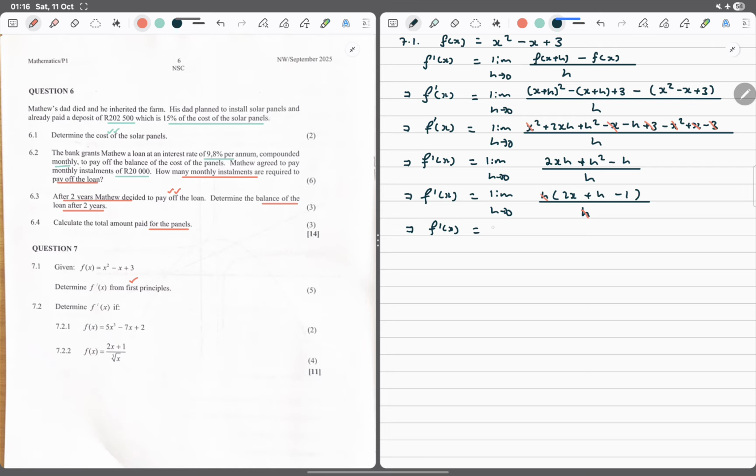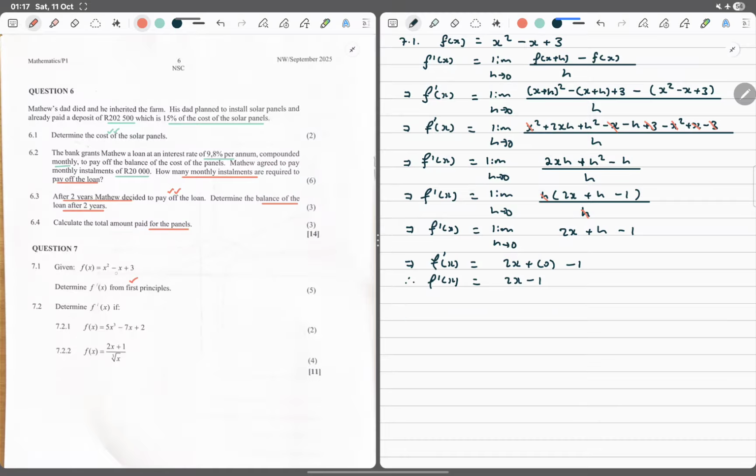So f prime of x is going to be the limit as h tends to 0 of 2x plus h minus 1. This also implies that f prime of x is going to be equal to 2x plus 0 minus 1. We drop the limit at this stage. So f prime of x comes up as just 2x minus 1.